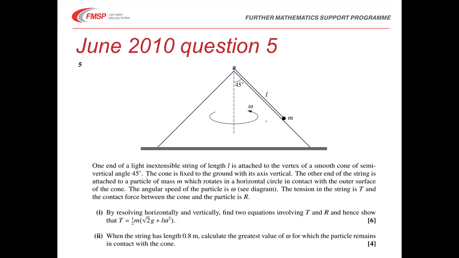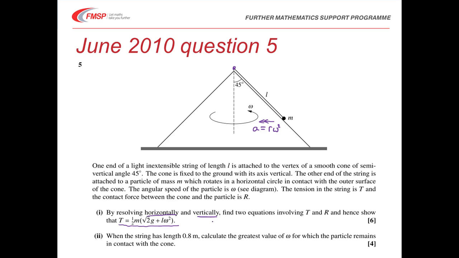If it's carrying out circular motion, it must have an acceleration towards the centre, and given we're told the angular speed is omega, then the acceleration towards the centre will be r omega squared. And of course there's a weight force and a reaction force. So, what does the question ask us to do? It specifically tells us to resolve horizontally and to resolve vertically, to find two equations this time, involving T and R, and hence show, and then we have this expression to show.